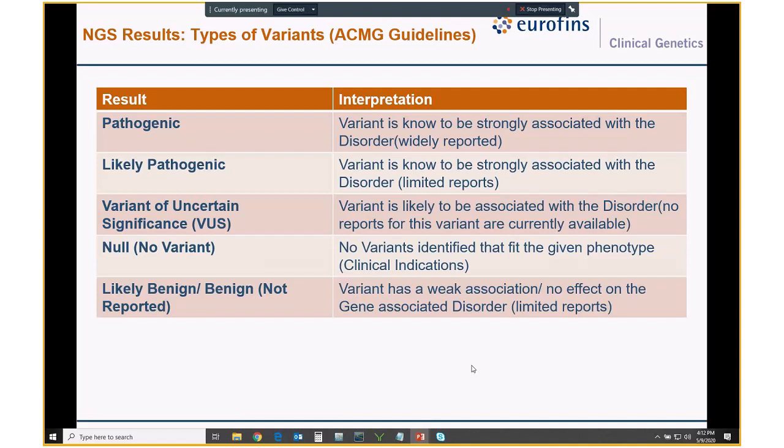The most common one you find is the variant of uncertain significance. And this literally means it's uncertain. What it essentially tells you is this variant, based on our bioinformatic analysis, seems to have a damaging effect on the gene function, which can be associated with the given clinical indications. However, it cannot be proved at this point, and the association is not strong enough currently to consider this a pathogenic variant. That is what VUS means.